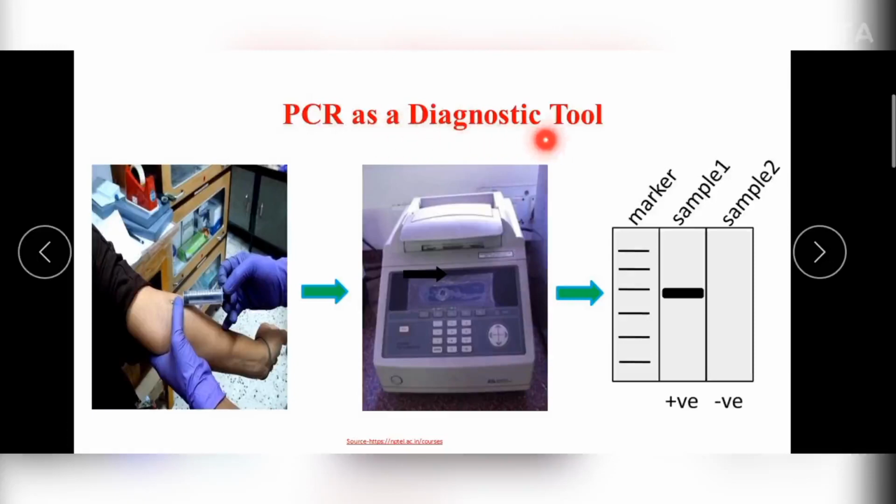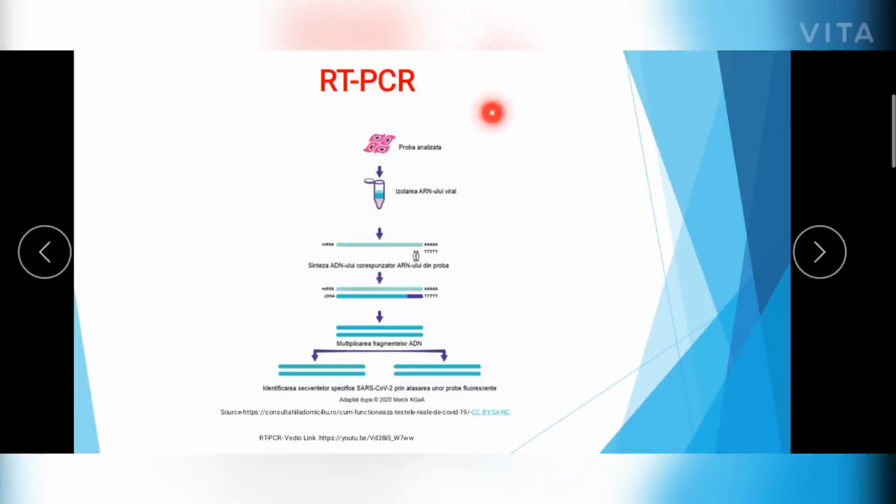So by means of this PCR, the presence of the infectious agent in the blood sample can be detected in the form of the DNA band, and the absence of the band indicates a negative result. And also by using this RT-PCR, you can quantify the amount of the pathogen present in the sample, and the progression of the disease can also be detected by using this reverse transcriptase PCR.